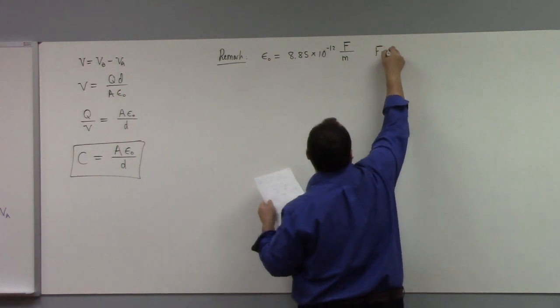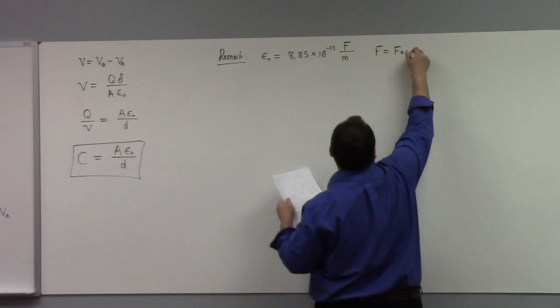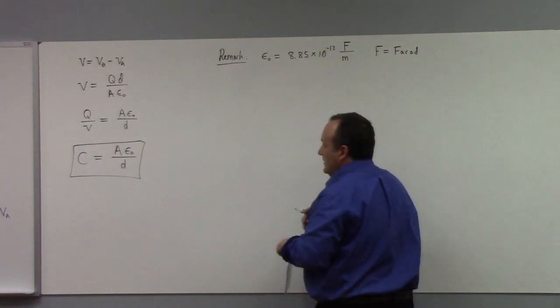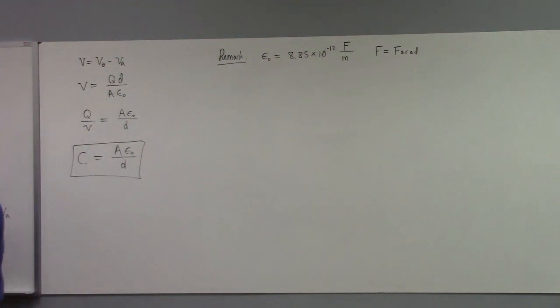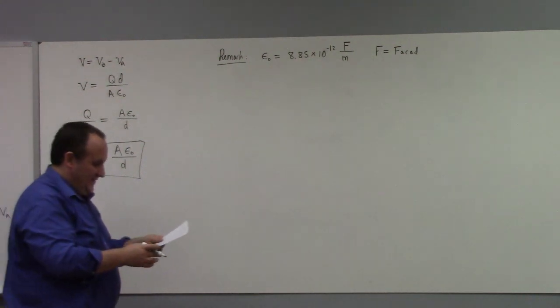So F is for farad. Farad is the unit of capacitance, all right? If you could find a capacitor that has a farad of capacitance, that's a huge capacitor. Typical values are more like microfarads or something like that.